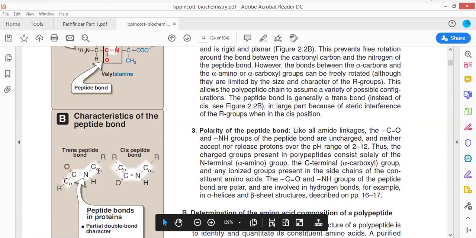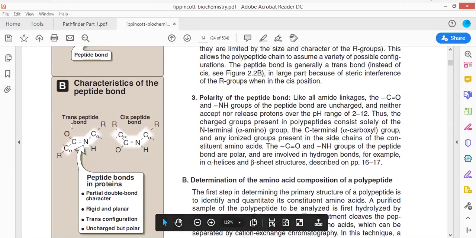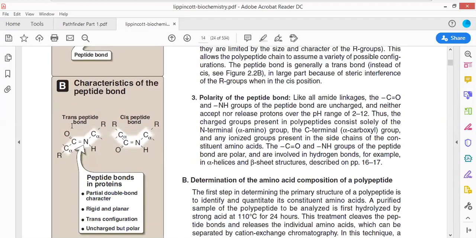Characteristics of the peptide bond. There are two different characteristics of the peptide bond. I have already told you that the peptide bond, the omega bond, can have two different conformations. One, it could have a cis conformation, another it could have a trans conformation. Now, where is the cis conformation? Where is the trans conformation? If you have any query, you can write in the chat box. Okay.